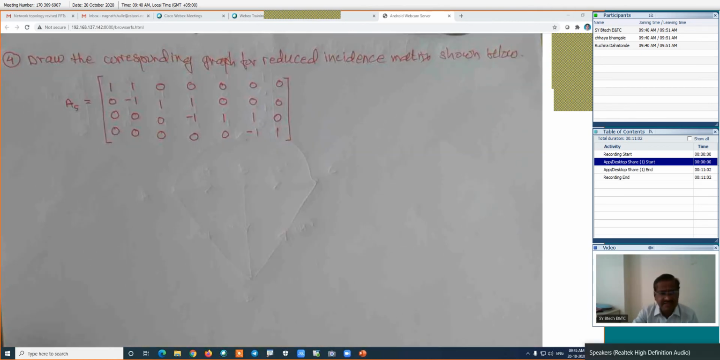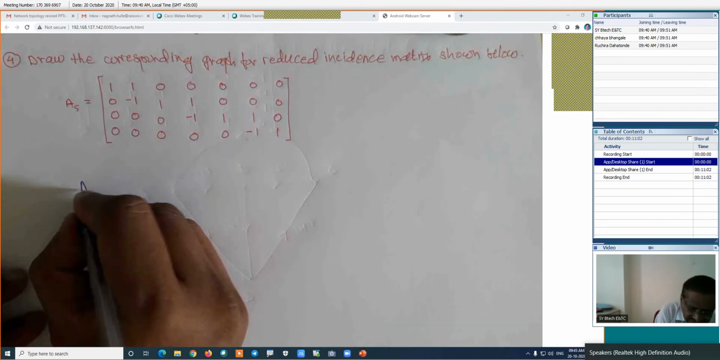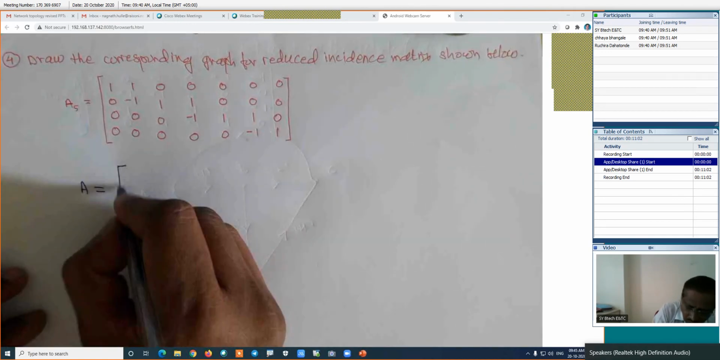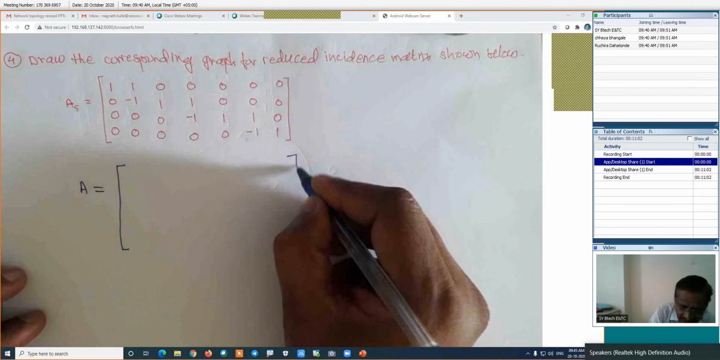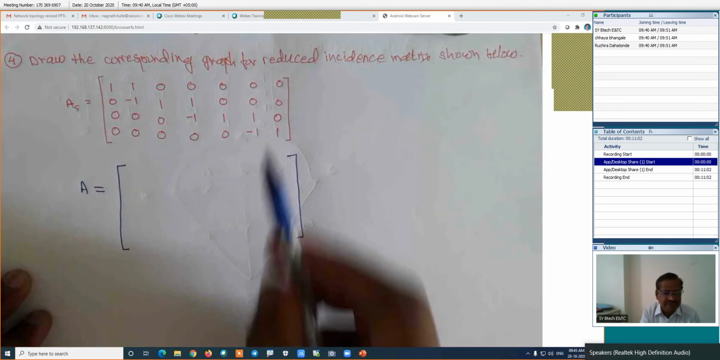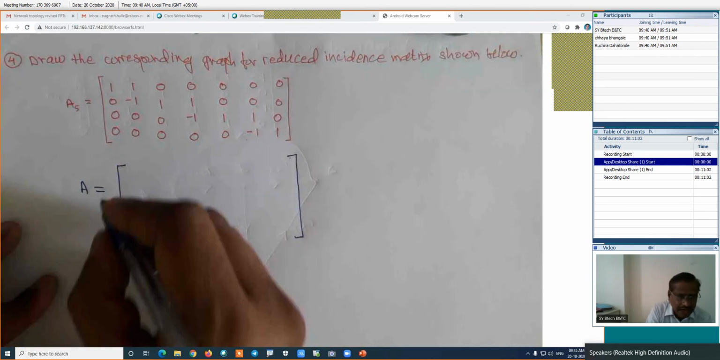Now what is the case here? Draw the corresponding graph for the reduced incidence matrix shown below. This given matrix is the reduced incidence matrix A. Is it right? First we have to obtain its normal matrix. Because we have deleted one row, first we have to add that row. Is it right? How will be the case?